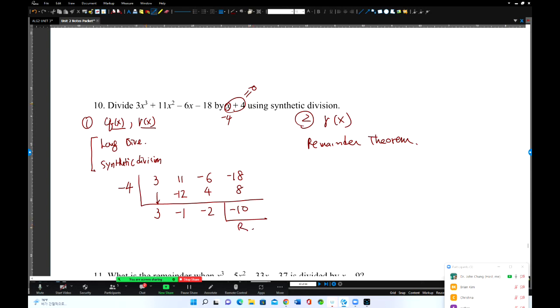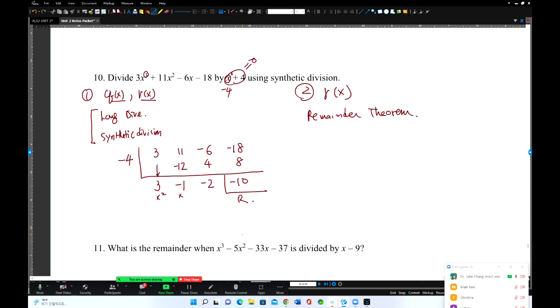When you divide degree 3 by degree 1, the quotient should be degree 2, right? The last number is the constant. So from here we can get the quotient: 3x squared minus x minus 2. What's the remainder? The remainder is negative 10.